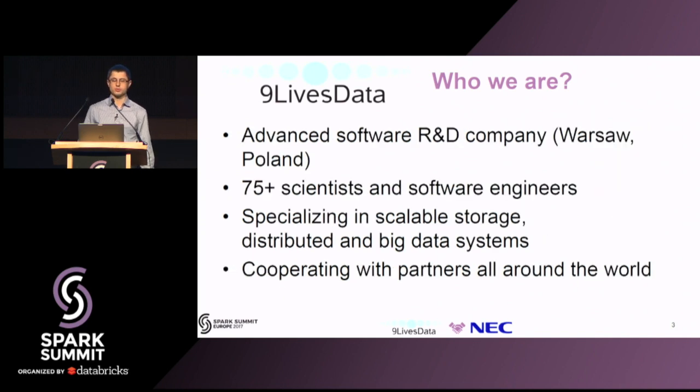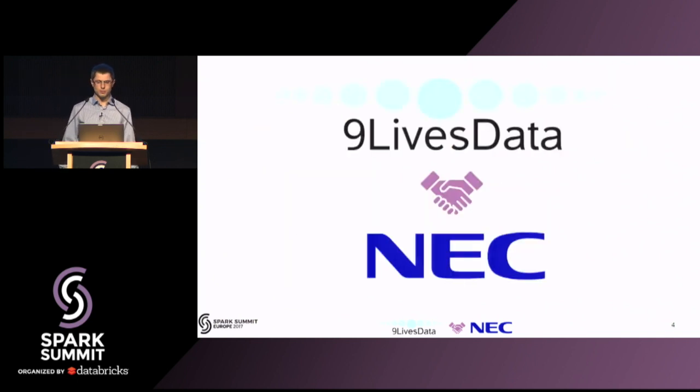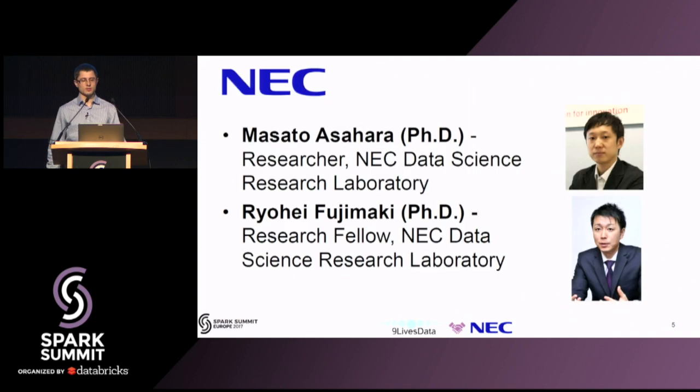So two words about our company, Nine Data. We are an advanced software R&D company based in Warsaw, Poland, with over 75 scientists and software engineers. And we specialize in scalable storage and distributed and big data systems. And we cooperate with partners from US, Japan, and Germany. And this technology I'm going to present is the result of cooperation between Nine Data and NEC. And this technology itself was also presented at Spark Summit 2017 in San Francisco by Masato Asahara and Ryohei Fujimaki.